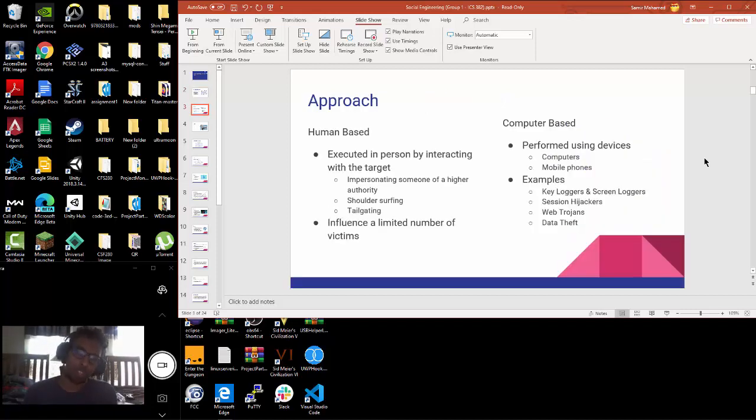The approach is usually either human based or computer based. Usually the computer based ones are performed using devices, so like emails, keyloggers, session hijacking, trojans, things like that. Someone calling you would be technically interacting, so that would be more human based, I would say, because someone's trying to impersonate someone.